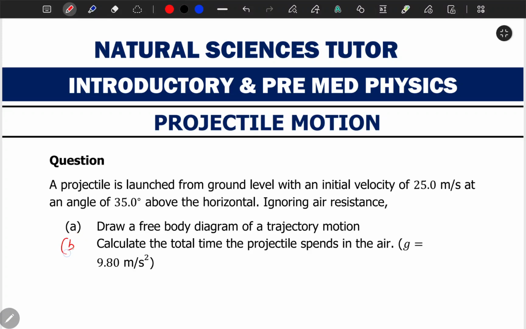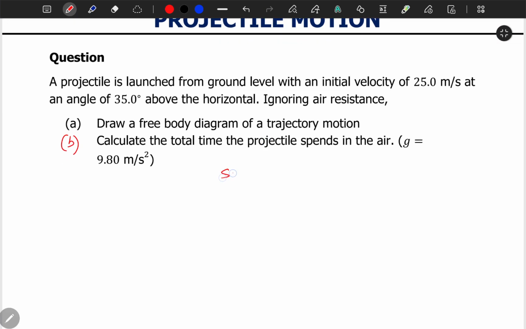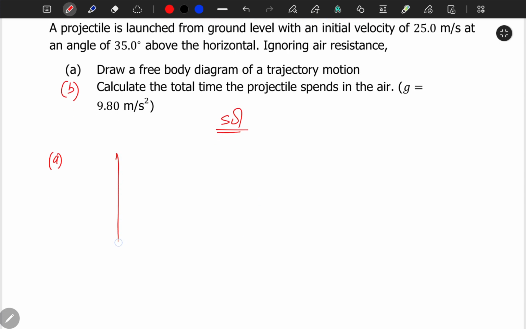So this was supposed to be B. Calculate the total time the projectile spends in the air, taking gravity to be 9.8 meters per second squared. Right, so the first step is drawing a free body diagram, something I always encourage my students to do because it gives you an idea or a glimpse of what that thing is.